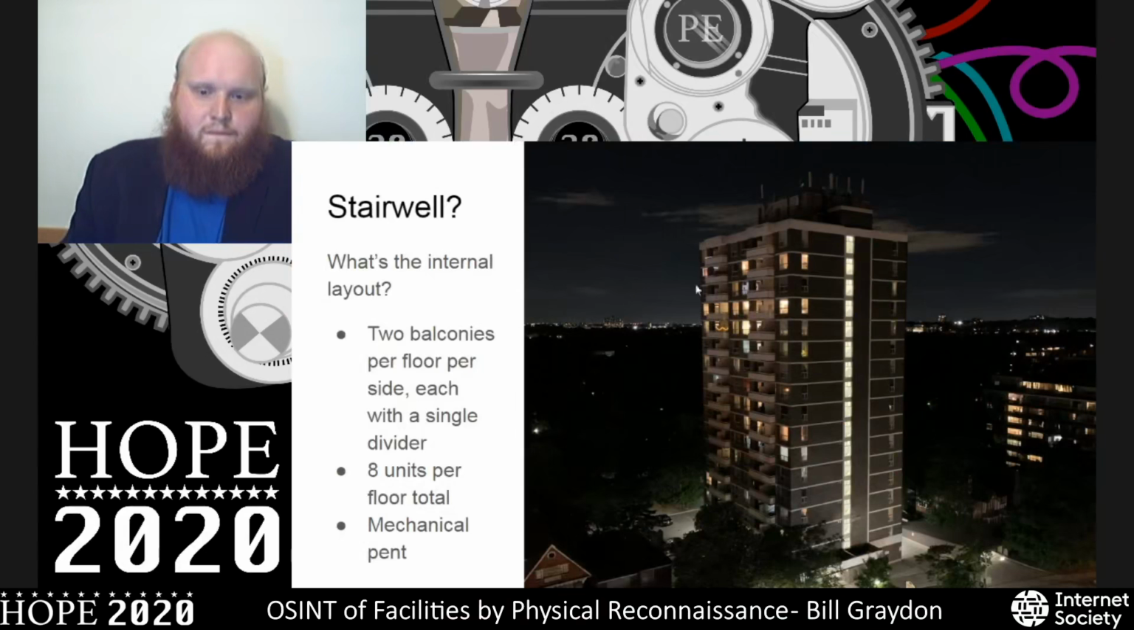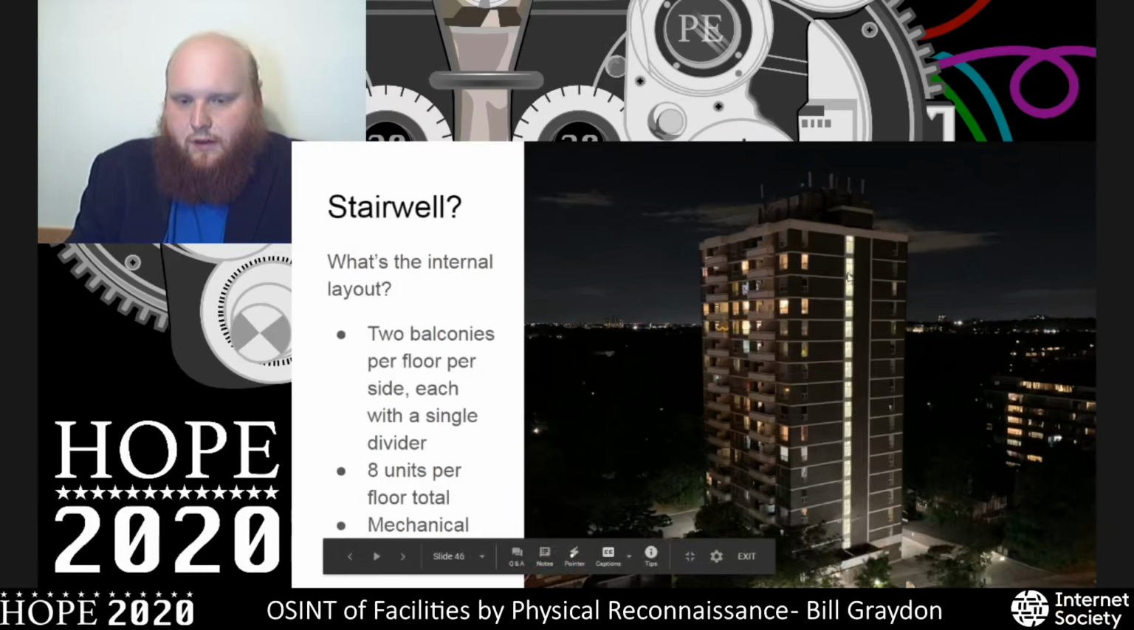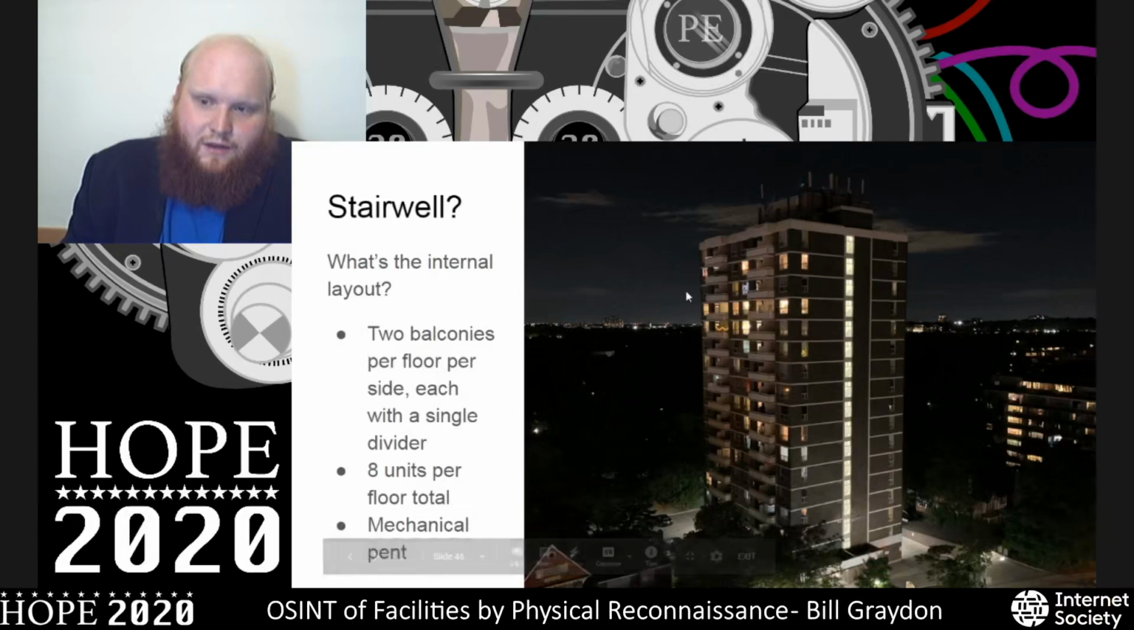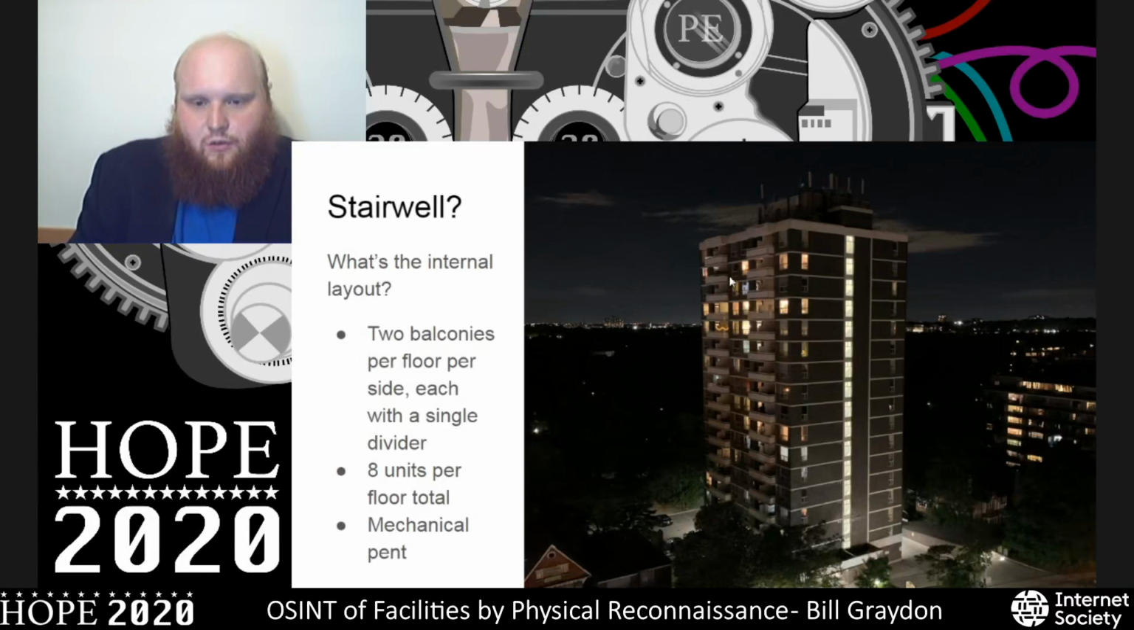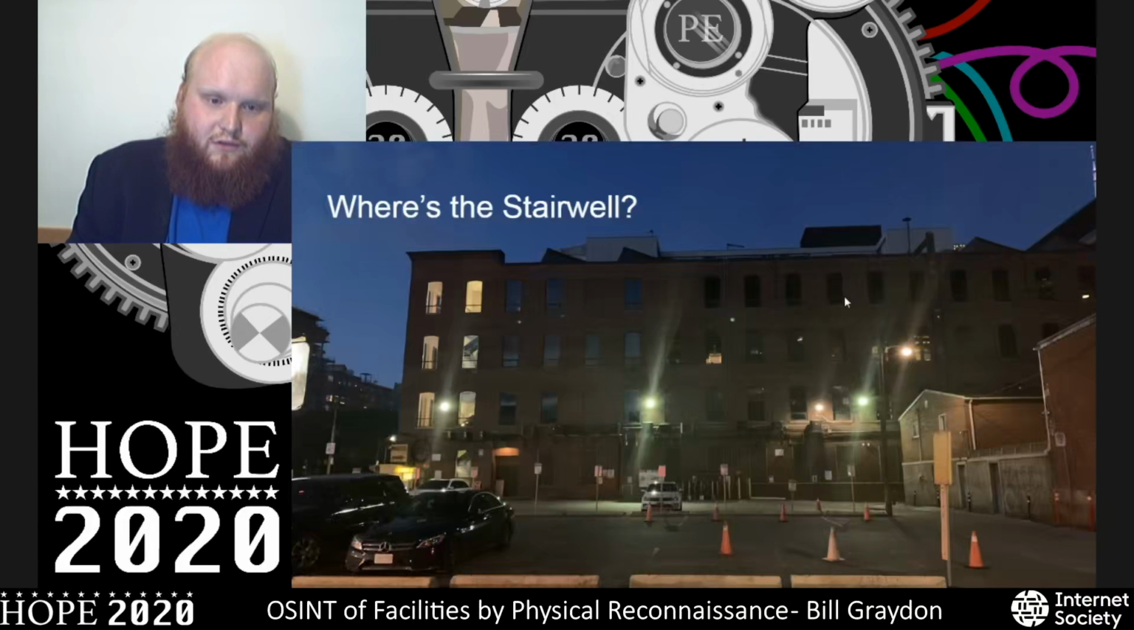That helps. So in this particular case, we can see a very, very well lit up column of windows, so that's likely a stairwell. The building's likely symmetrical, so there's probably one on the other side. To get a better sense of the internal layout, we can note that there's 2 balconies on each side with a partition, so likely 4 units per side or 8 on each floor. And the elevator is likely, of course, in the center. We can see this mechanical penthouse in the center as well, which would house that elevator equipment.